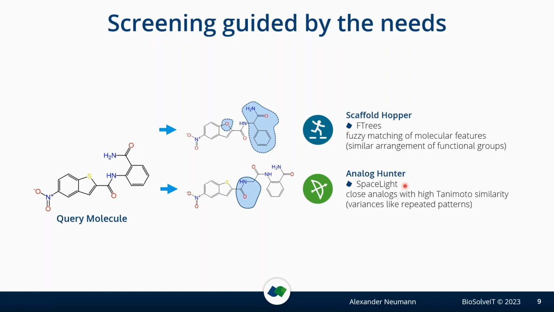You're all here for the newest feature, and therefore I'm very proud to introduce to you the SpaceLight algorithm that we call the Analog Hunter mode within infiniSee. And what the Analog Hunter does, it searches for close analogs with high Tanimoto similarity compared to your query compound. And if you now take a look at the query structure, you can see that we get something very similar, a very related compound to your query structure with some slight modification in this area. So basically you're looking for something that is a very relevant, related compound to your query molecule, but just a variation of it.